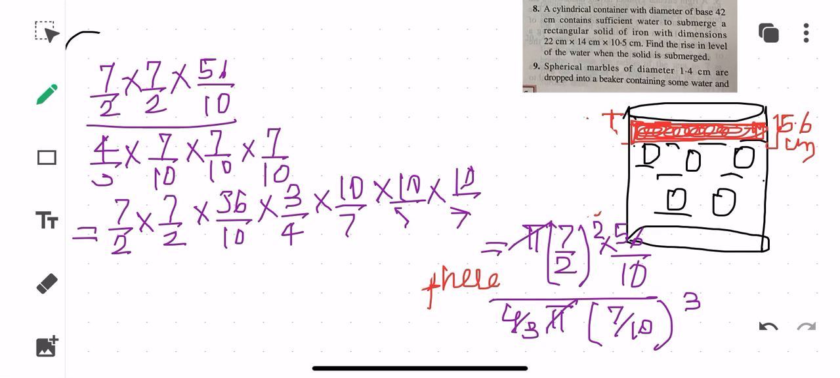Okay, so this is what you are getting. So we'll be just seeing what all the things that can be getting cancelled. Two of the 7s are getting cancelled. Further, this 10 is getting cancelled, children. What else can be getting cancelled?